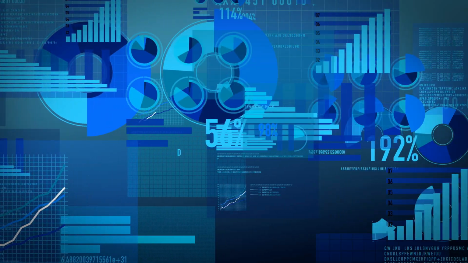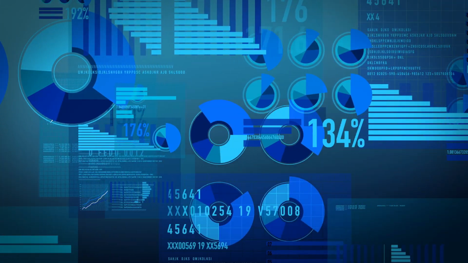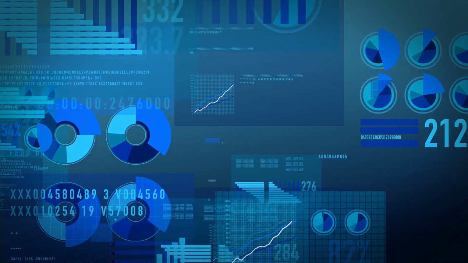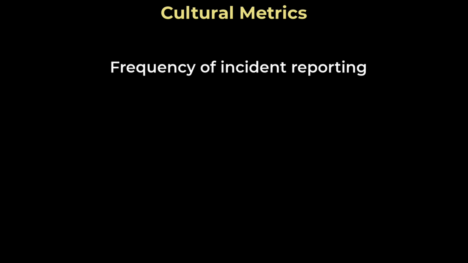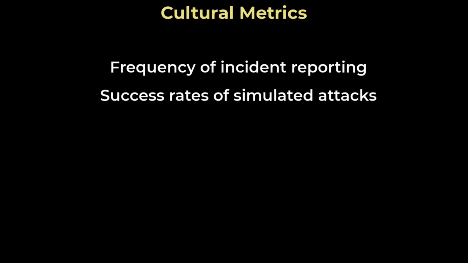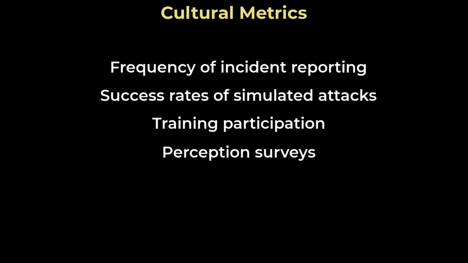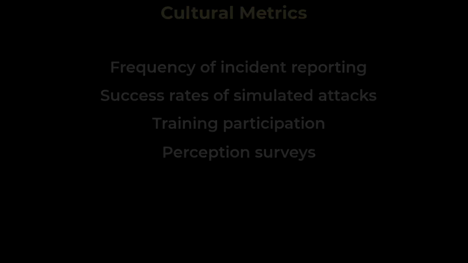The application of these models starts with data collection through surveys, phishing simulations, behavioral metrics, and policy adherence tracking. Metrics typically include the frequency of incident reporting, success rates on simulated attacks, participation in training, and perception surveys that gauge employee attitudes toward cybersecurity. These data points are then mapped to the maturity levels within the selected model, providing a comprehensive view of both strengths and weaknesses across departments or user groups.